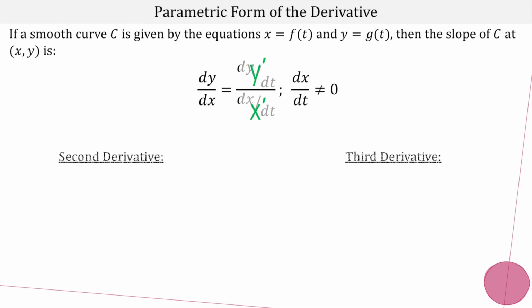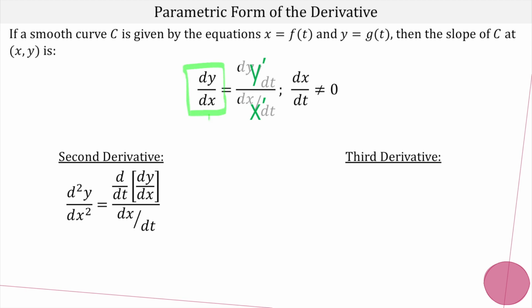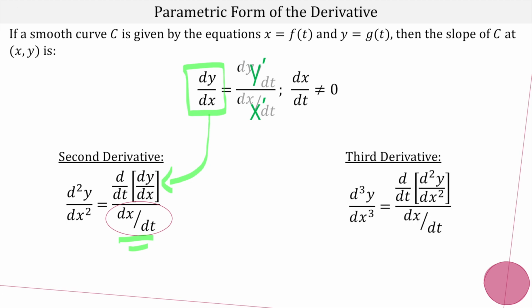Then, of course, we can also take a second derivative and a third derivative. Now, the second derivative looks scary, but it's not too bad because all we do is take the derivative of the first derivative and then just stick it over dx/dt again. And then the third derivative, well, we take our second derivative, take the derivative of it, and stick it over dx/dt again.